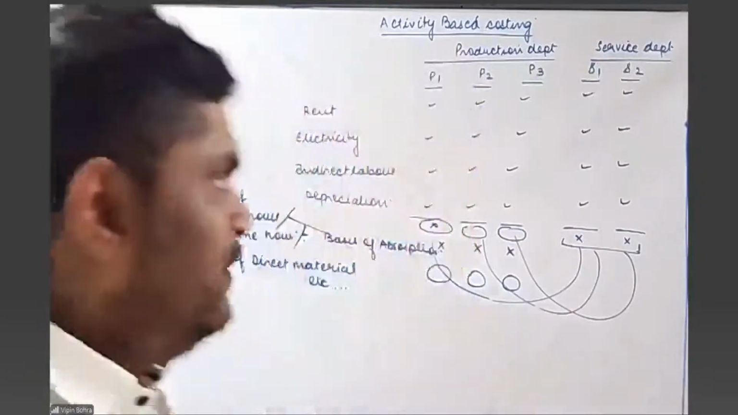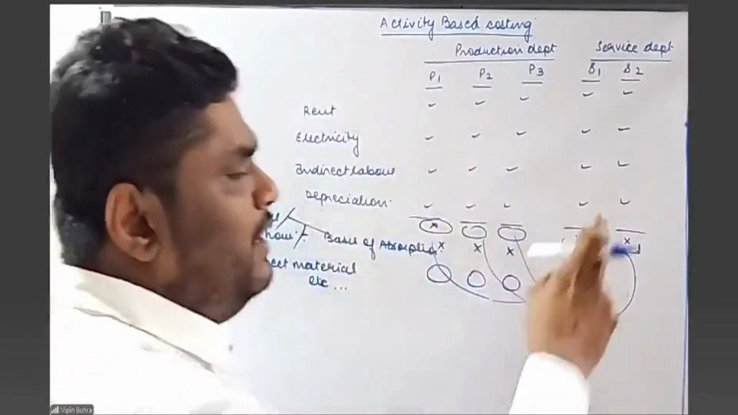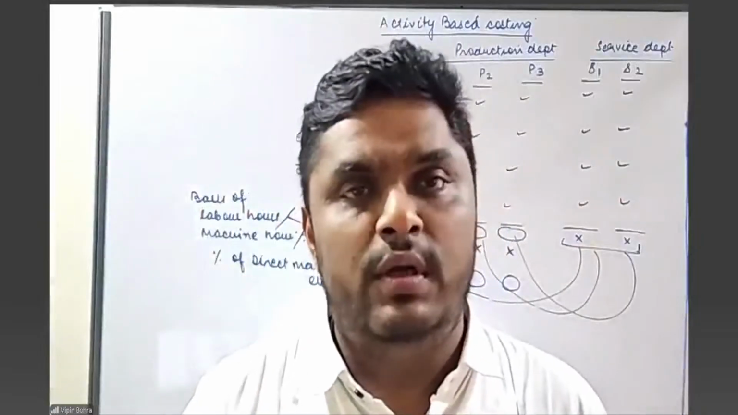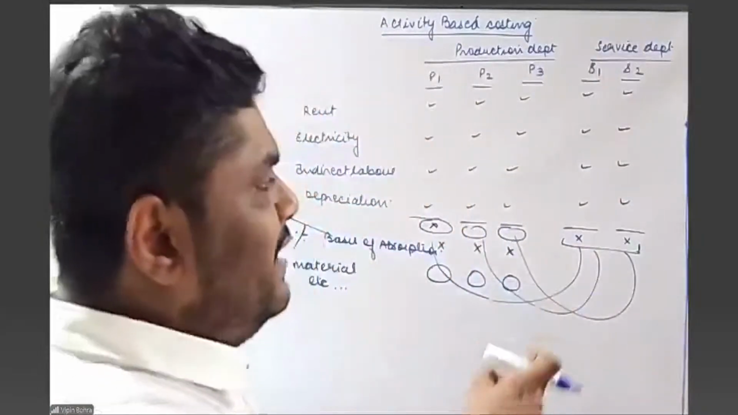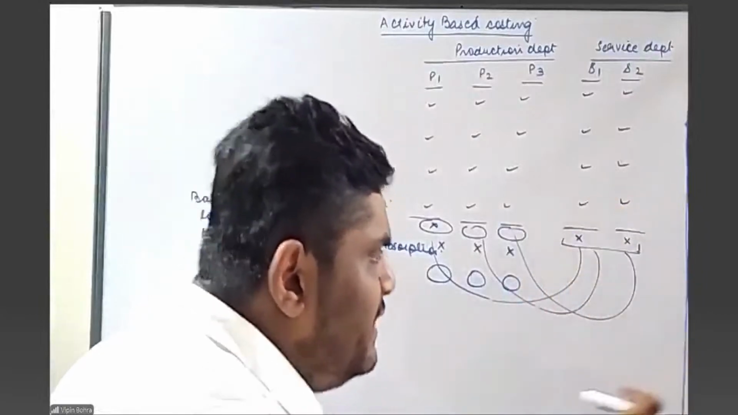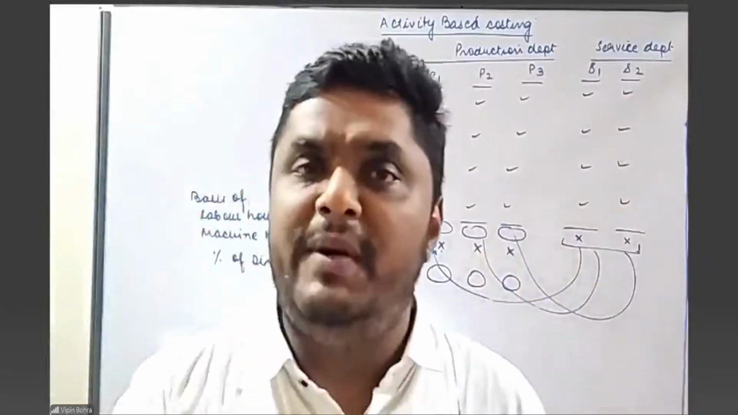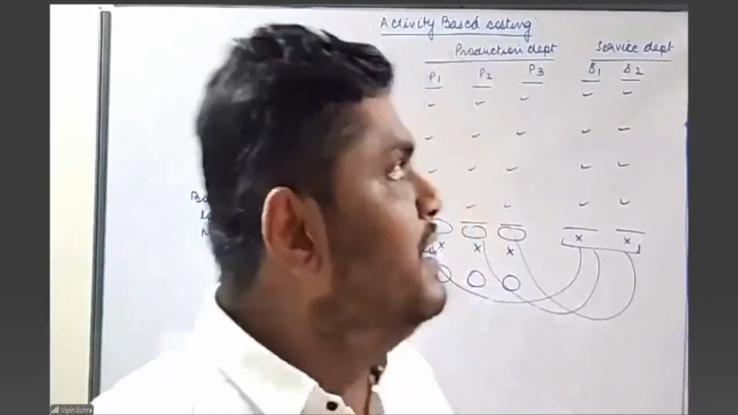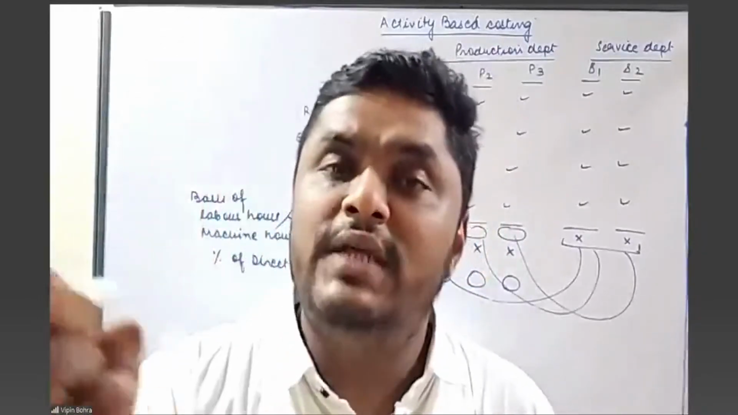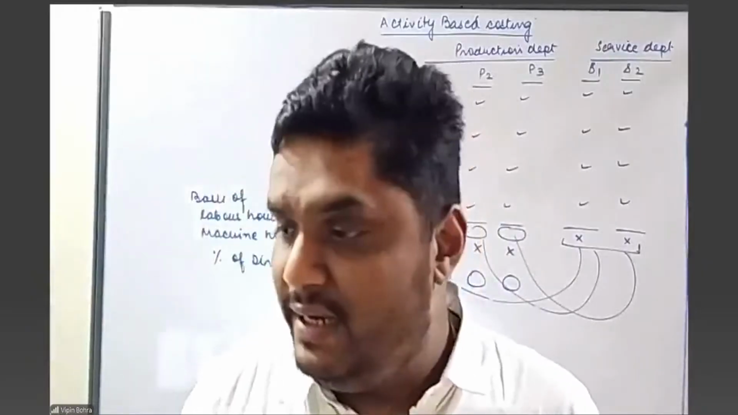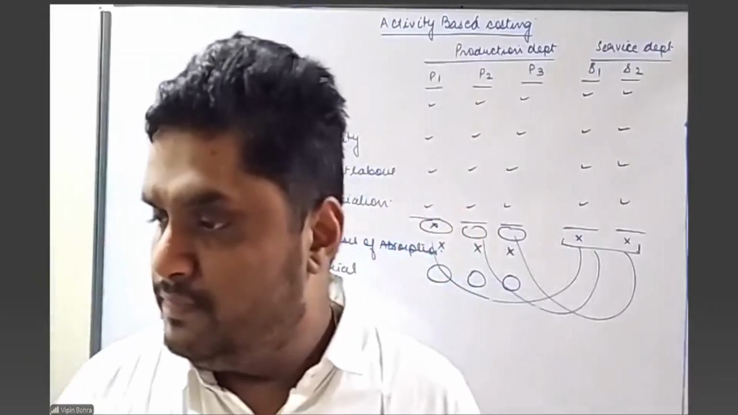See, when talking about the distribution of overheads to the various departments, we call it primary distribution. And once the overheads are distributed, the overheads of service departments are redistributed to the production departments. We call it secondary distribution. In simple language, when we redistribute the overheads of service departments to production departments, we call it secondary distribution.